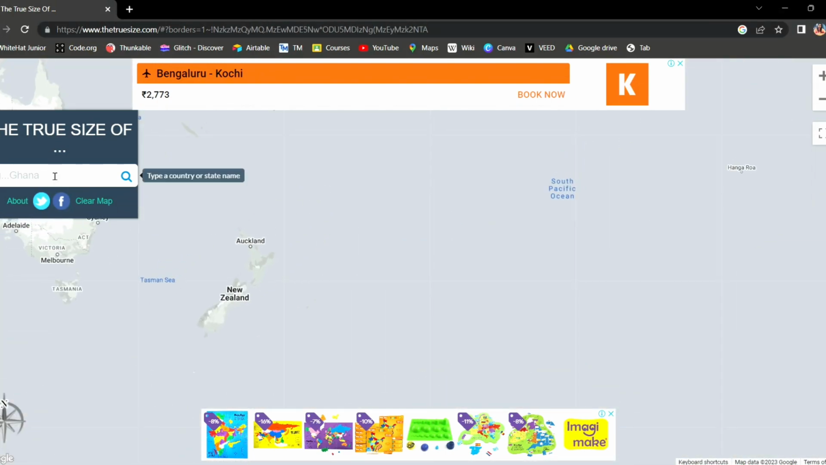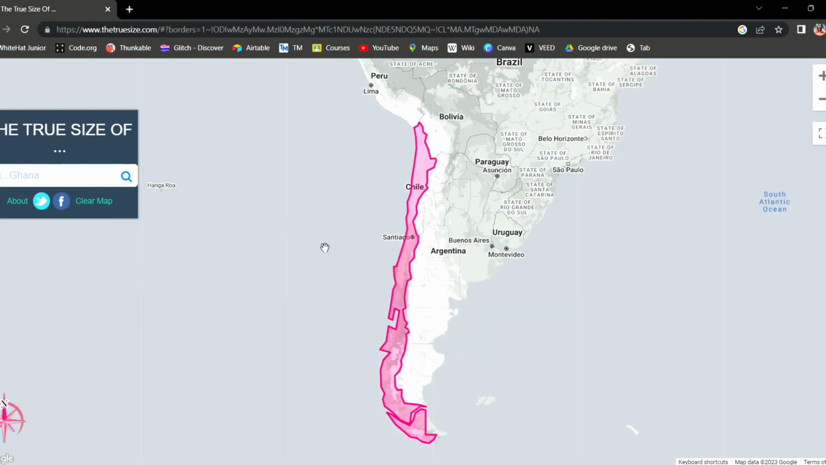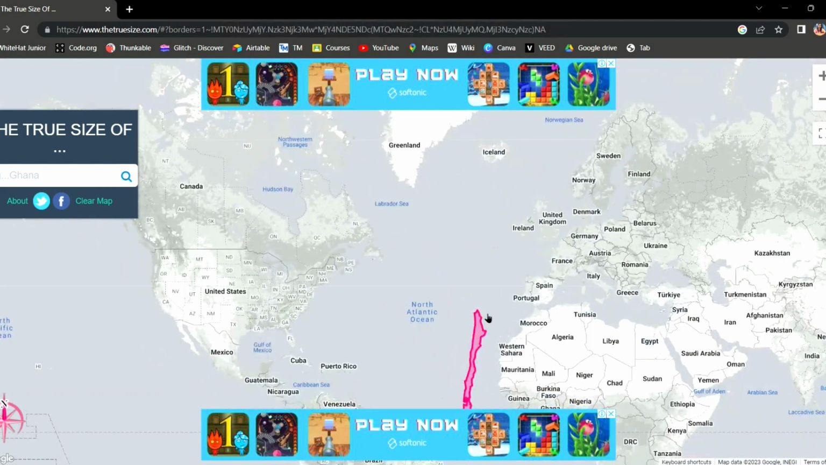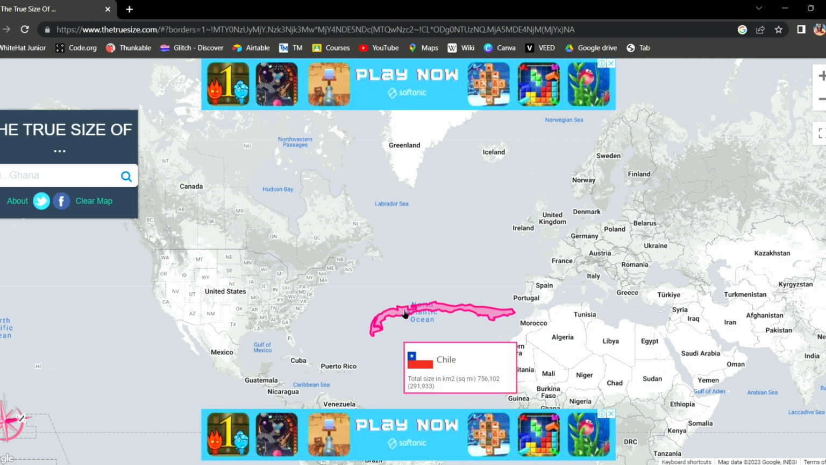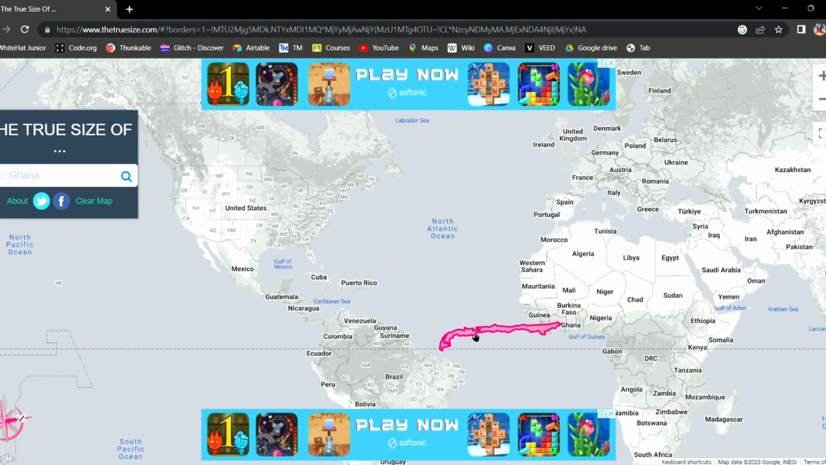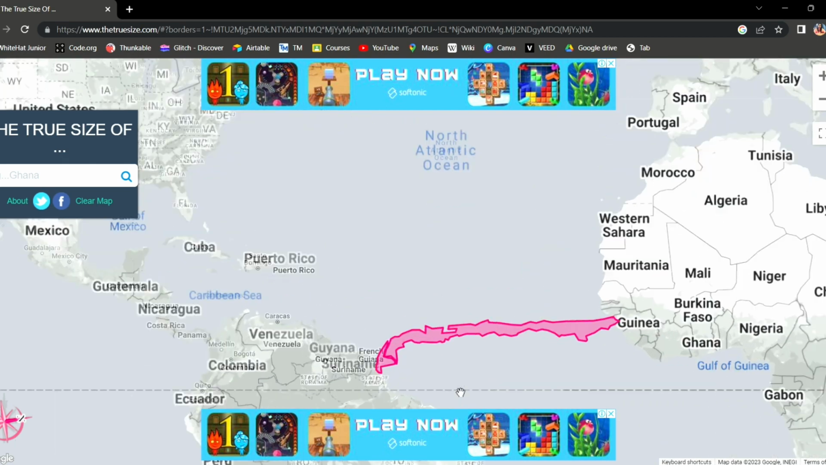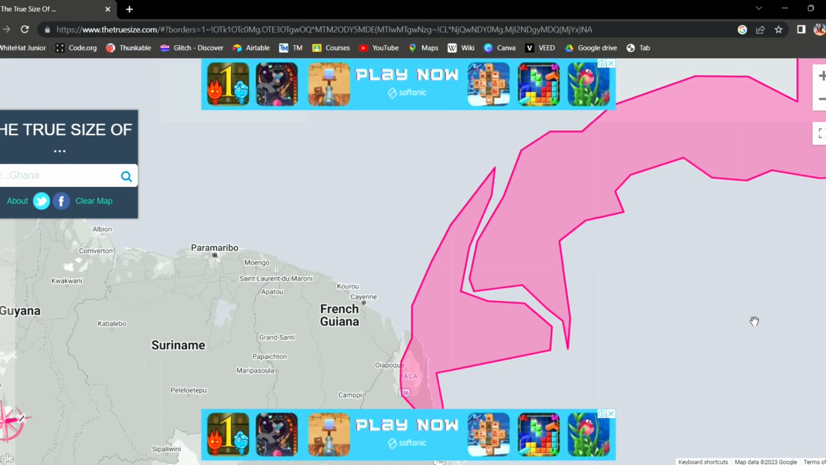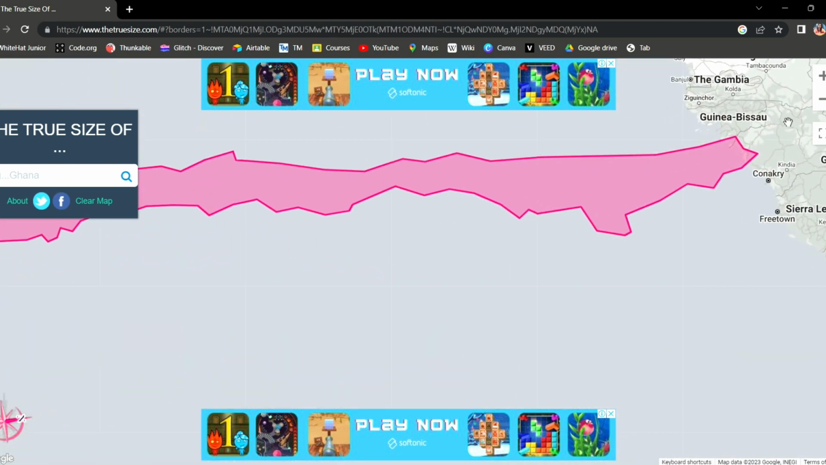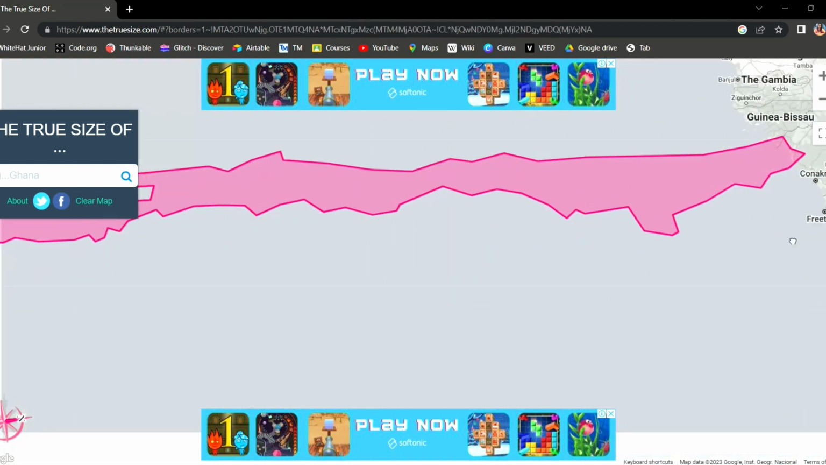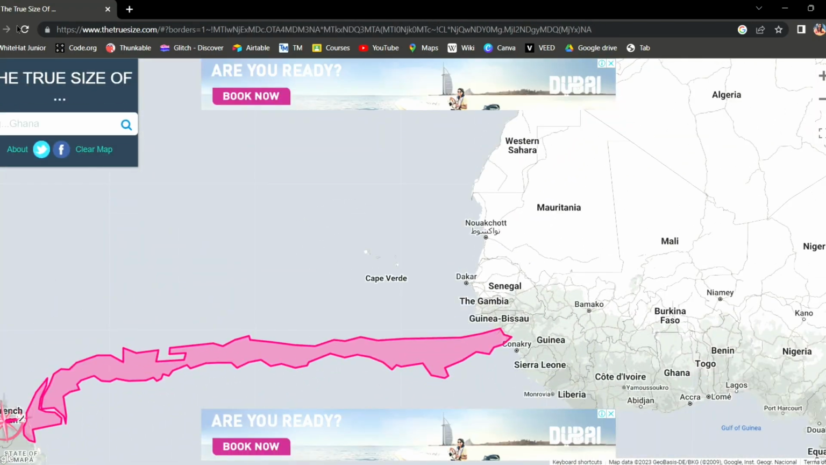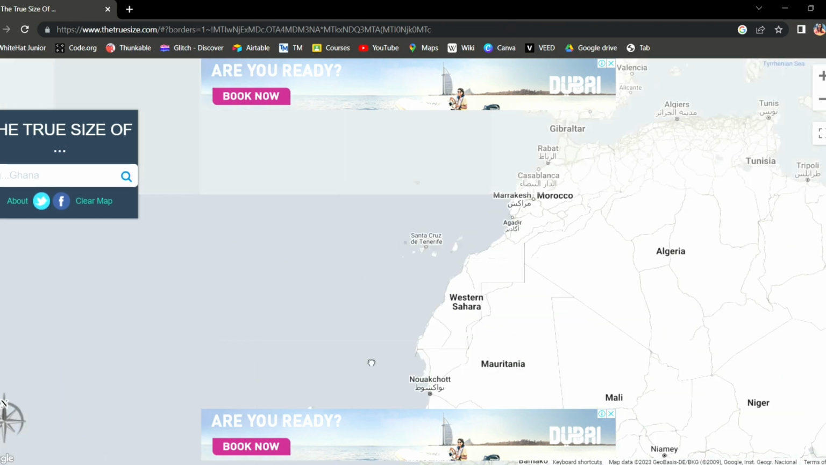So first is Chile. If we take Chile and put it here, Chile is very long. It can almost cross the entire Atlantic Ocean here. There is a small strait here, but that's no problem because it stretches from the country of Guinea to Brazil. So yeah, that is impressive.